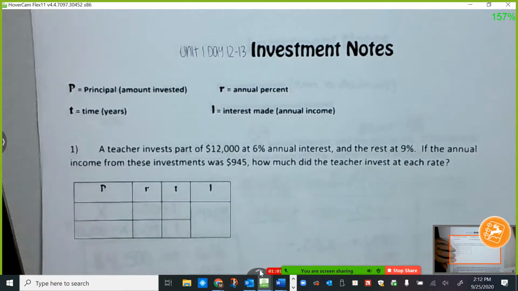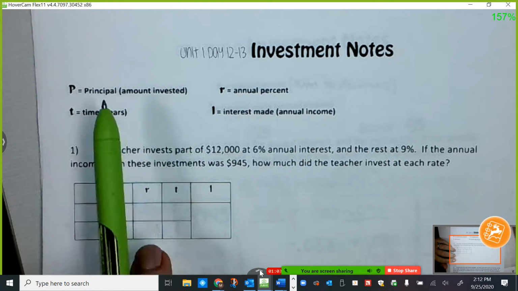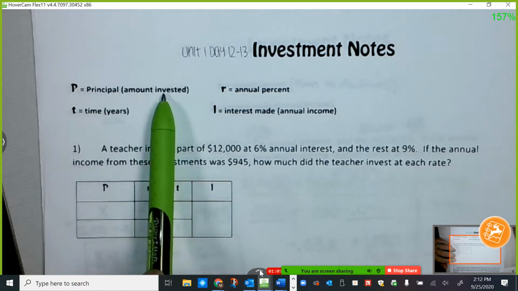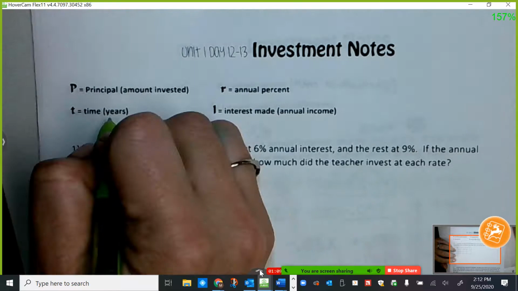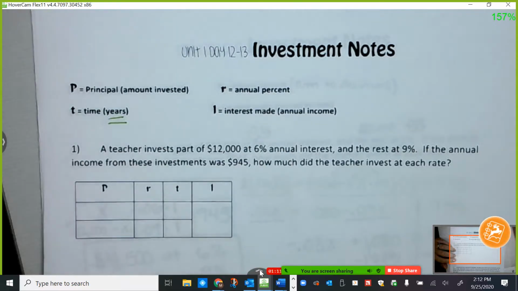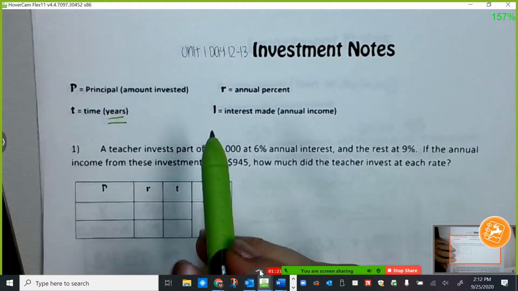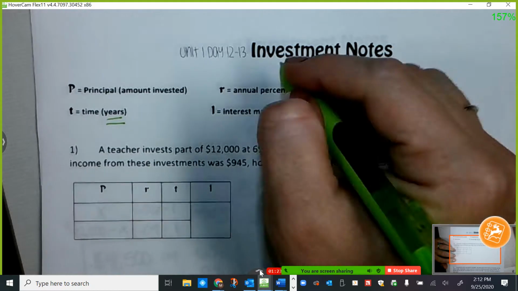So this is figuring out investments. Okay, so P stands for principal. This is the amount of money put into your investments. T is time in years. Super important. So if I tell you 6 months, how would you write that for time? 1/2. Okay, because 6 months is half of a year. So you have to write it in years. Okay, annual percent as a decimal.